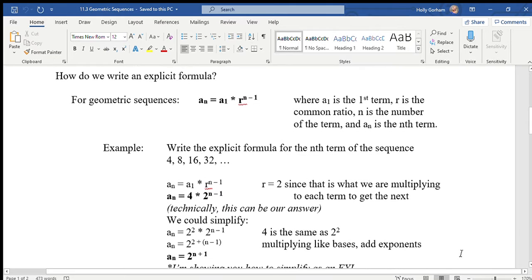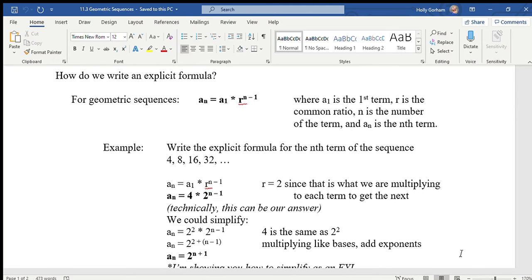So there is a way that we can write an explicit formula. If you wanted to know how to find any term in a geometric sequence, you would need to write the explicit formula. So for geometric sequences, that's a sub n equals a sub 1 times r to the n minus 1 power, where a sub 1 is the first term, r is the common ratio, n is the number of the term, and a sub n is the nth term.